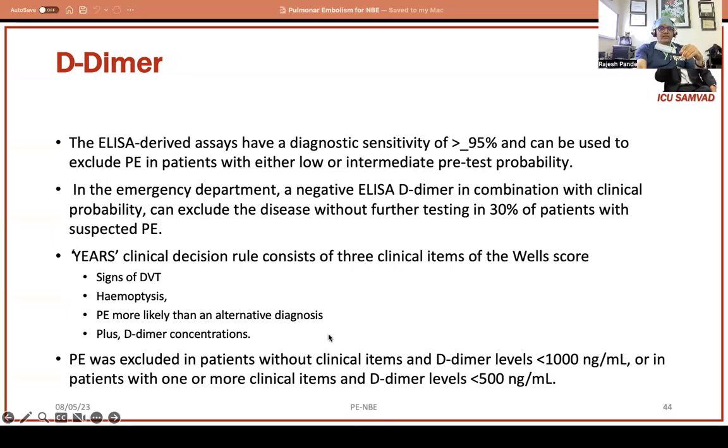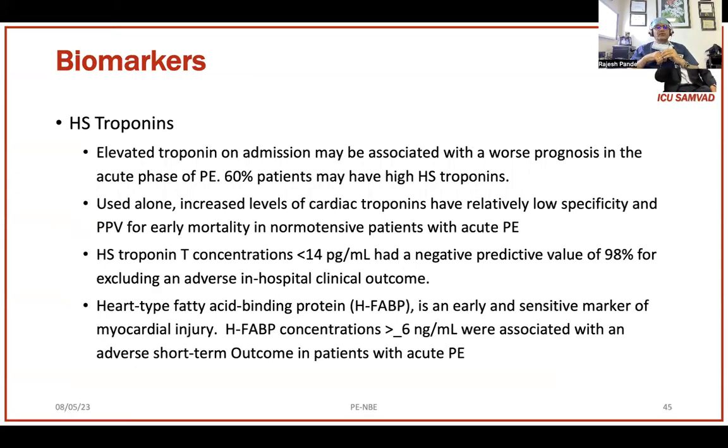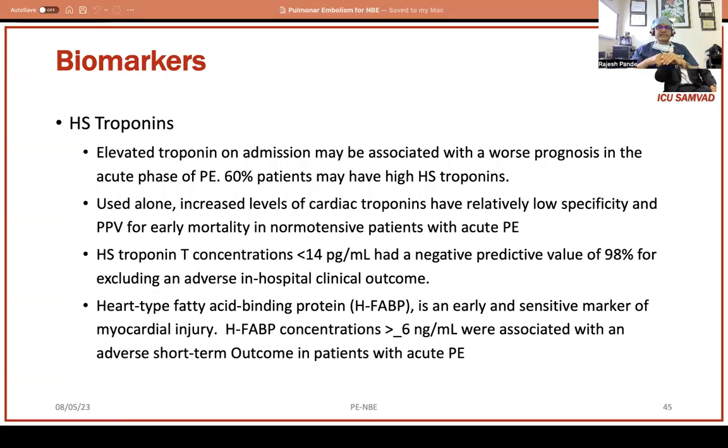Now, here, this slide we have already covered. So we talk about the other biomarkers. High sensitivity troponins. Now, if the troponins are increased on admission, when you are making a diagnosis of pulmonary embolism, it indicates a worse prognosis. About 60% of the patients will have a high sensitivity troponin.